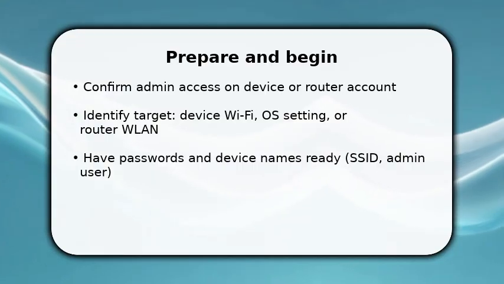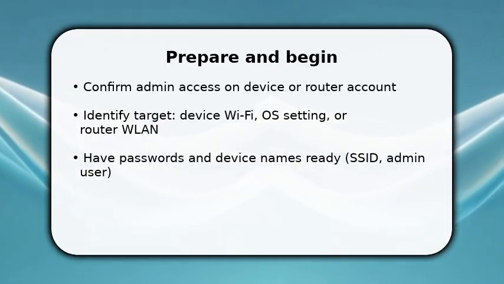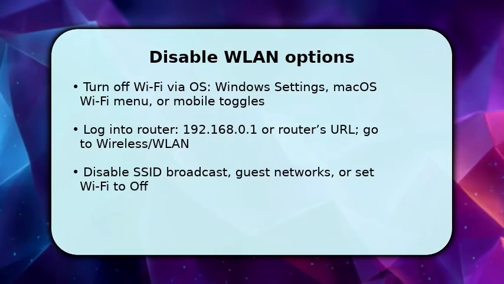If you can't access the router, stop and get login credentials. Without them, you can't disable the WLAN centrally. You now execute the core actions.